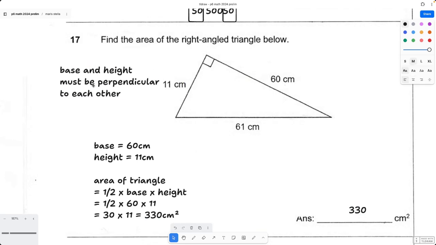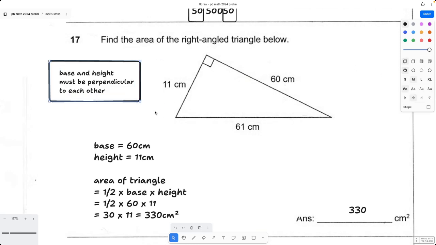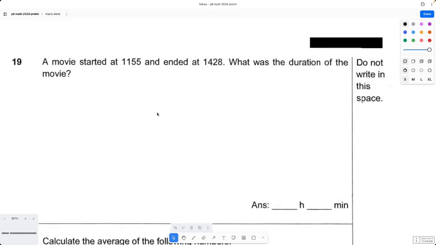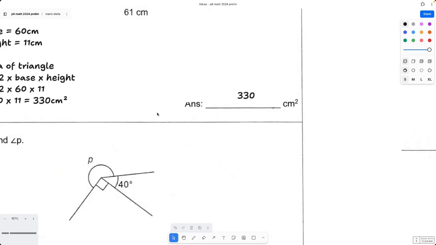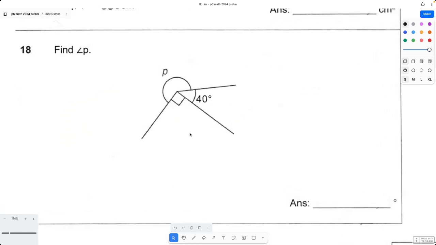Okay, let's move on to the next question. All right, question 18. So, sorry, this is question 18. All right, so find angle P. Right angle is 90 degrees. So I see over here, make it big. So angle P is equal to 360 minus 90 minus 40.